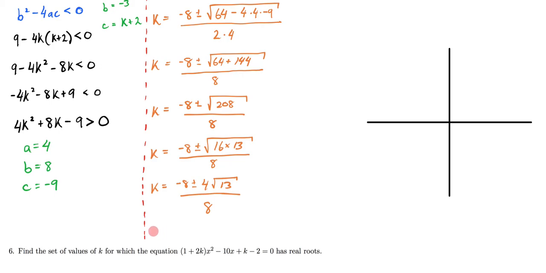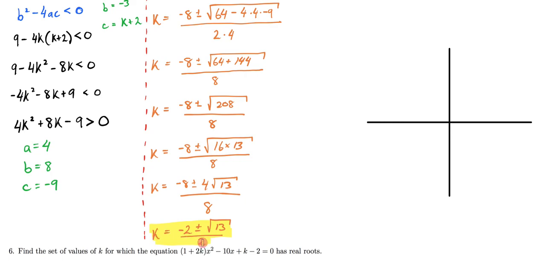So that means I'm going to get k is equal to, I'm going to divide everything by 4, so I'm going to get -2 plus or minus the square root of 13 over 2. That will be my k value. Alright, but we're not out of the woods yet.